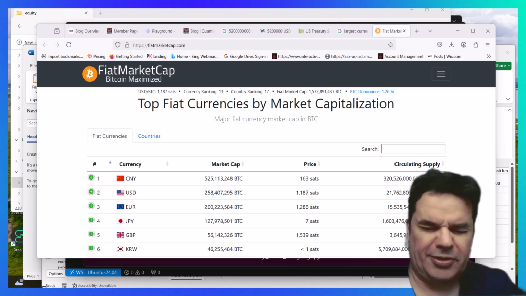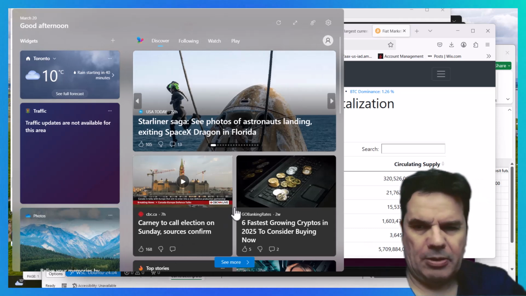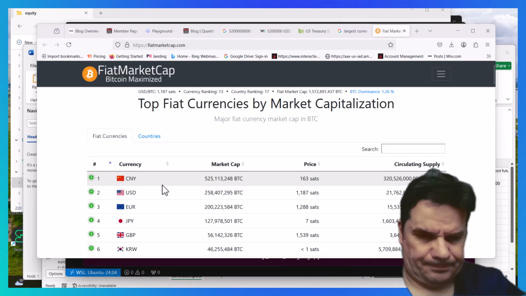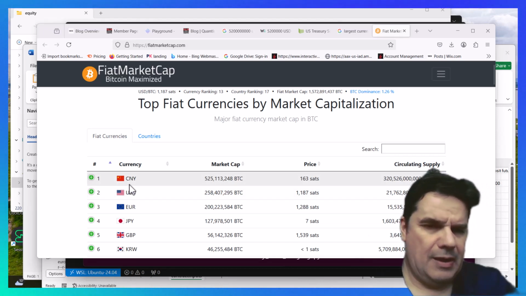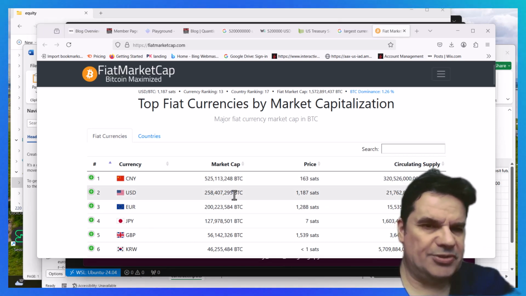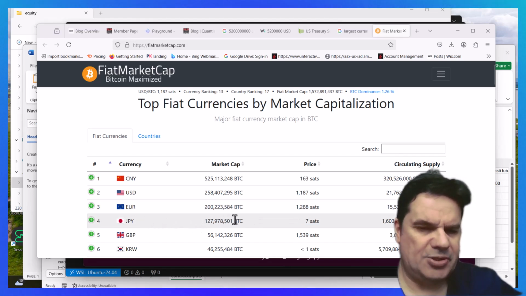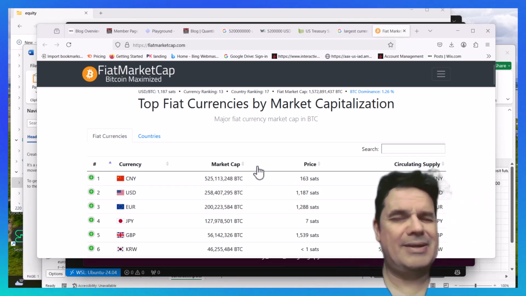I want to show you first the size of the fiat currencies out there. This is all listed in Bitcoin. The largest, obviously by population, will be the Chinese yuan. Number two would be the US dollar, euro, or euro dollars, you're about to see, and then the Japanese yen. Anything after that, I'll just leave it at.